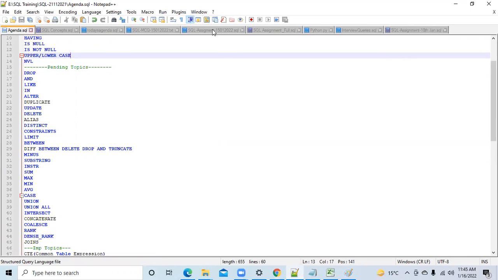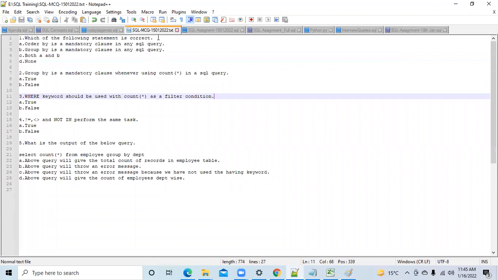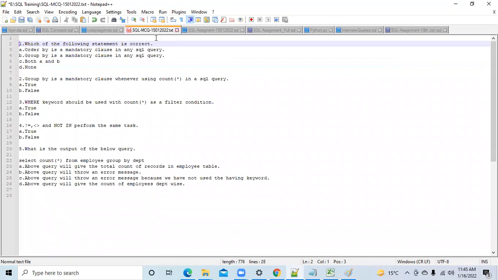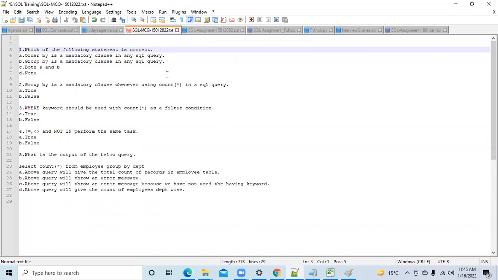So yesterday's assignment, how many of you have completed it? I have not received a response from everyone. Please try to complete that and share the results with me. I will share today's assignment as well. Now coming to the MCQ, quickly, 2 minutes.